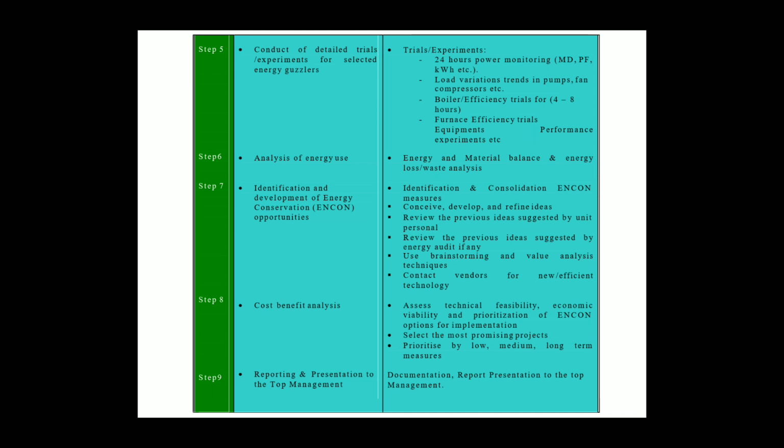Then step 8 is cost benefit analysis. In that, assess technical feasibility, economic viability and prioritization of ENCON, that is energy conservation, options for implementation. Then select the most promising projects, then prioritize by low, medium and long term measures. Then step 9 is the reporting and presentation to the top management. After step 9, the result is documentation, report, and presentation to the top management.